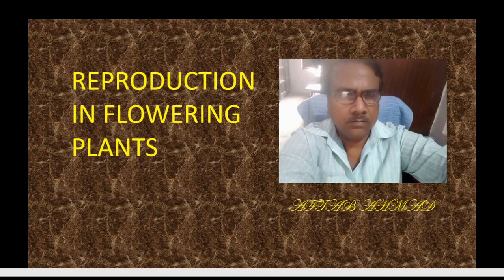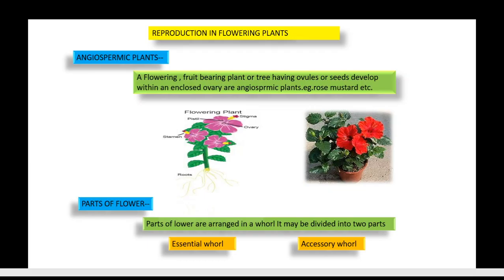The 4 floral whorls taken from periphery to center are as follows. Number one, calyx. Number two, corolla. Next, androecium, and thereafter gynoecium.